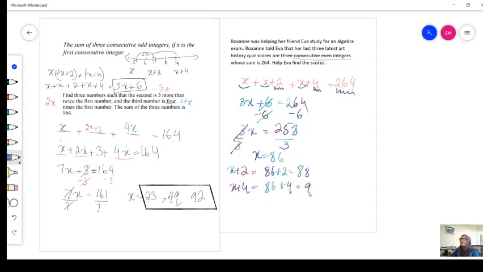90. So what are my 3 scores? I have 86, the first one, then I have 88, and then I have 90. So that's our score. There you go.